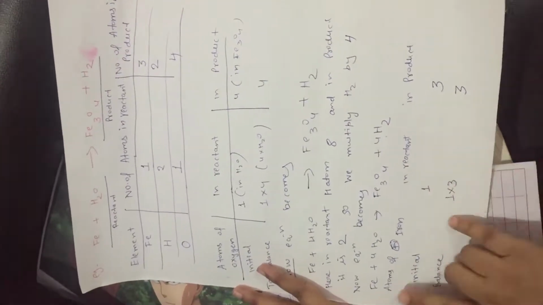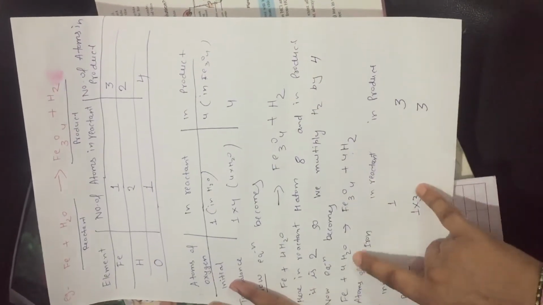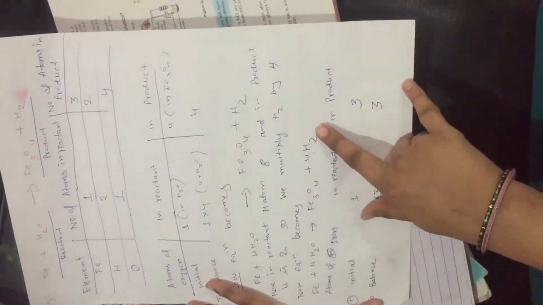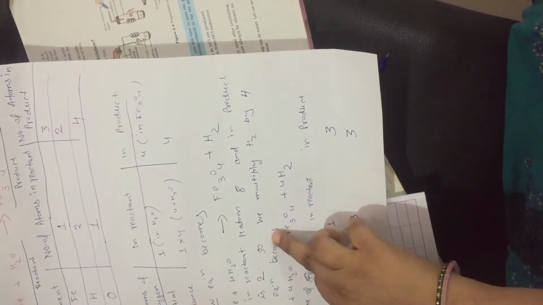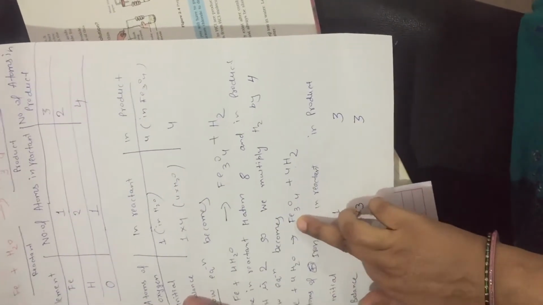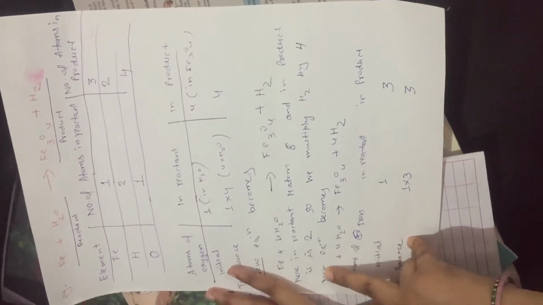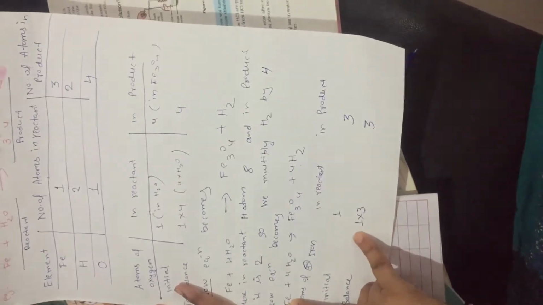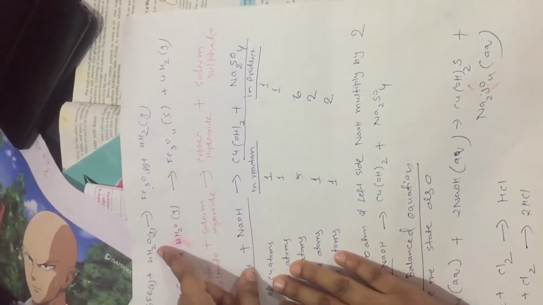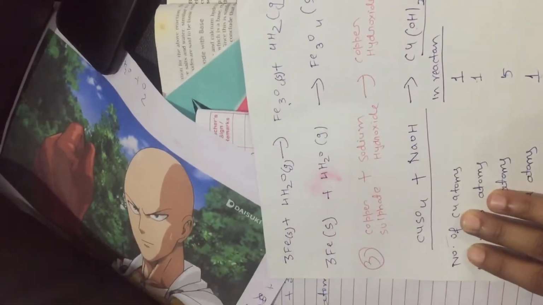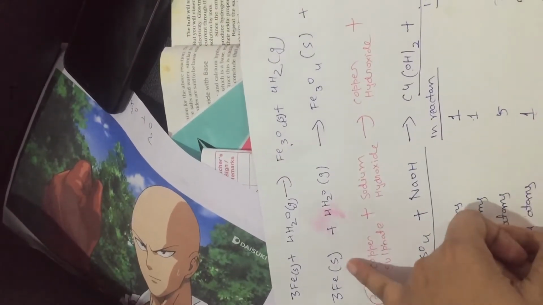Then we check it. Fe is 1, here Fe is 3, hydrogen is 4 times 2, which is 8, and here 8, oxygen 4. Everything is balanced except iron, because on the right side the number of iron atoms is 3, but on the left side it is only 1. So we multiply Fe by 3. To balance, we multiply Fe by 3. Now 3Fe plus 4H2O gives Fe3O4 plus 4H2. Now this is a balanced equation, and finally, at the last, we will write the states.